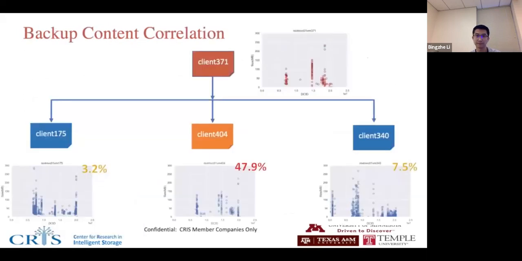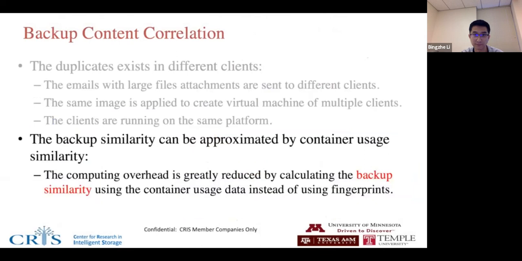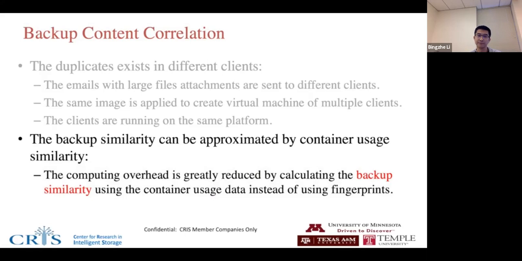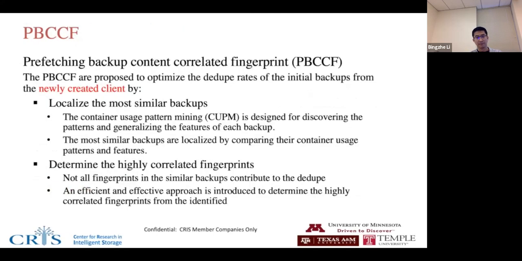When we plot the container usage of the backups, we found the prefetched backup that achieves the best dedupe rate has the most similar container usage. Hence, one of the key points we generalize from the real backup system is that backup similarity can be approximated by container usage similarity. With this approximation, the computing overhead will be greatly reduced by calculating the backup similarity using the container usage data instead of using the fingerprints.